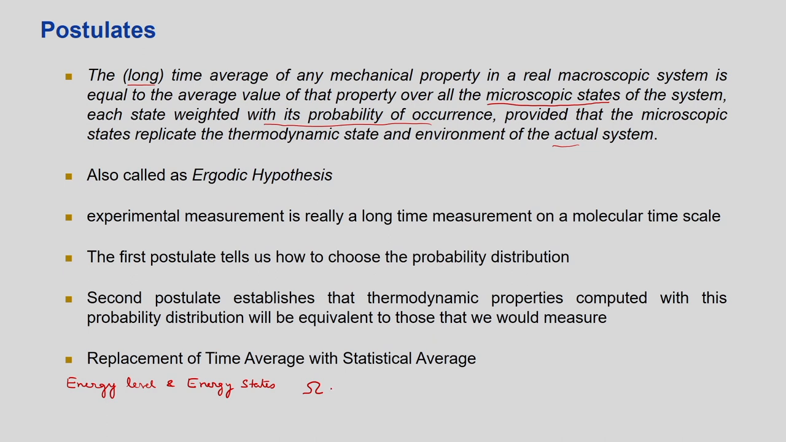So, the probability of occurrence of, let us say, an energy Ea, a particular energy state or energy level Ea, is nothing but the probability of locating a microstate or energy level with the value Ea multiplied by the number of states having the same energy Ea. So, this is called the weighted part. The weighted part is where you multiply with the degeneracy.